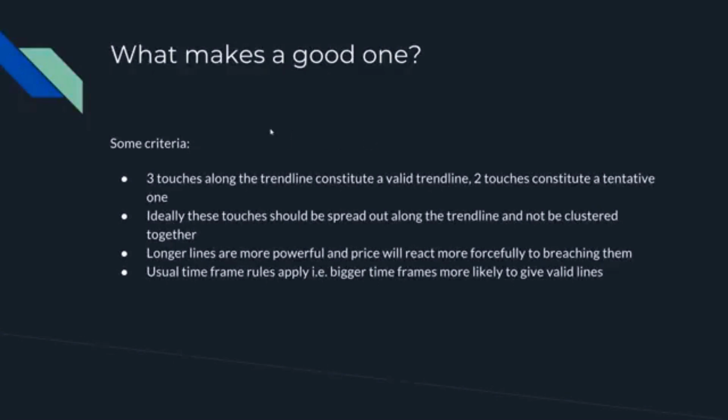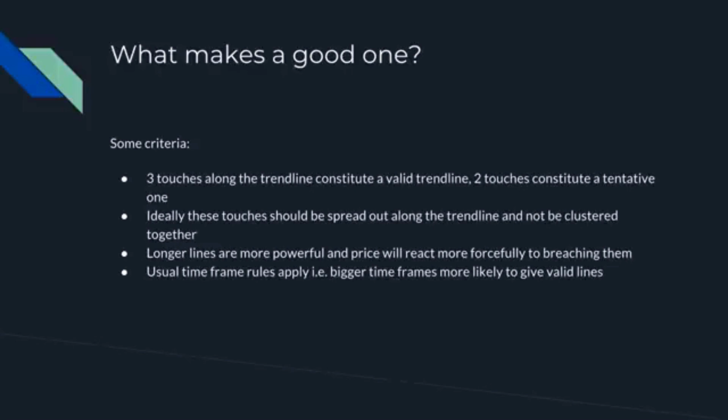The sort of industry standard rule is at least 3 touches make a valid trend line, 2 touches make a speculative or tentative one. These touches should be spread out fairly evenly along the trend line, or at the very least not be clustered all in one place.